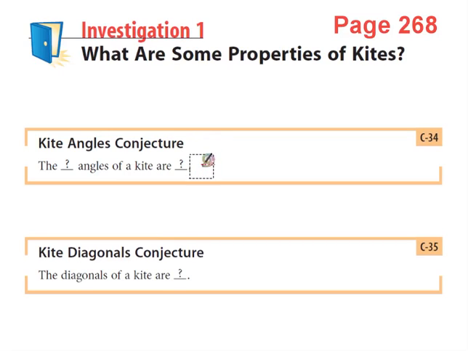So I want you to think about a kite, and I want you to think about those non-vertex angles. If you look at the kite that you drew, and you look at the non-vertex angles, what do you notice about those? They're opposite of each other. What else about the non-vertex angles? They have two different sides going from them. Okay, they have two different sides going from them. What else? Yeah. They're congruent.